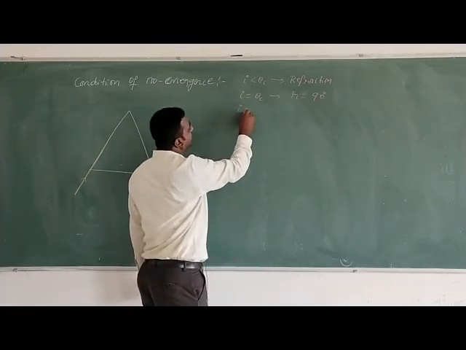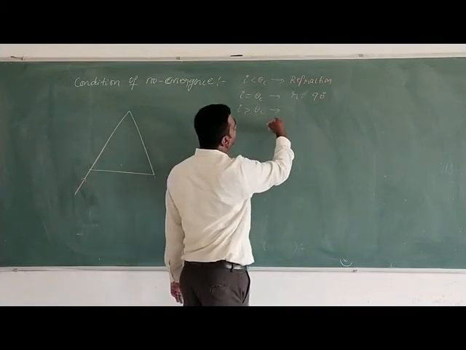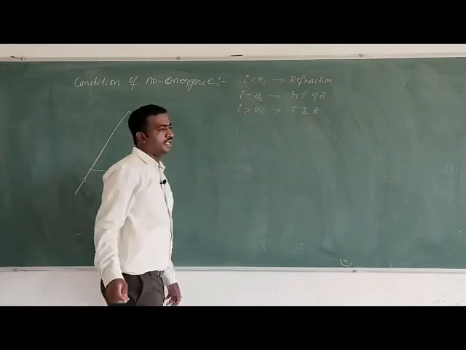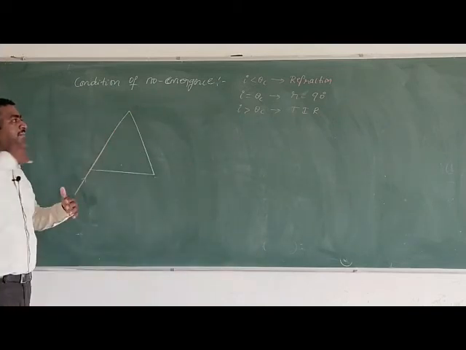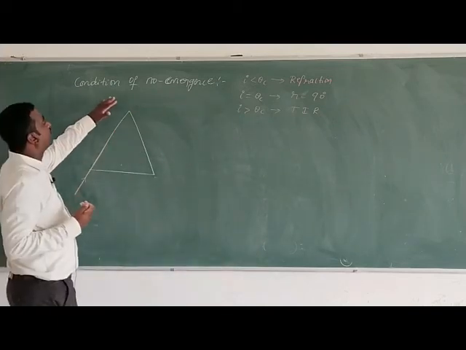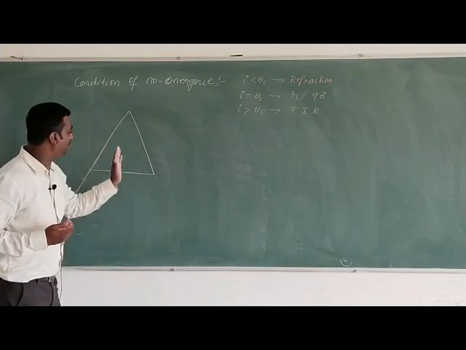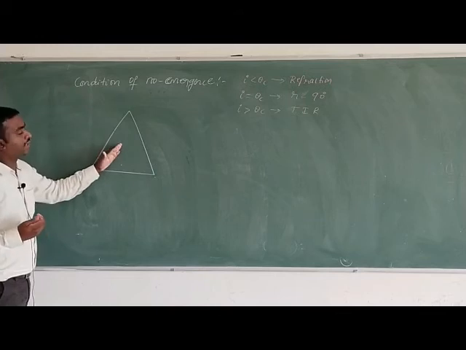When the angle of incidence is greater than the critical angle, the light ray undergoes the TIR phenomenon. That means the light ray comes back into the same medium. So for no emergence, the light ray should not come out of the prism; it must come back into the same medium.